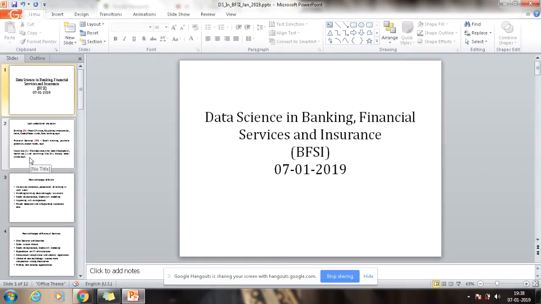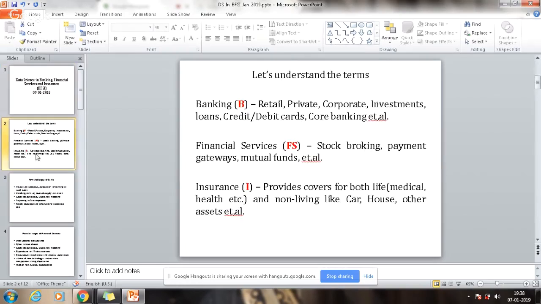All right, so the first slide is what I have tried to explain here. What does the B in BFSI stand for? Banking, which means the core banking that we typically do. We have debit cards, credit cards, loans, mortgages, finance loans, and so on. And also we have corporate investments, private and retail areas. So this pretty much covers the banking area.